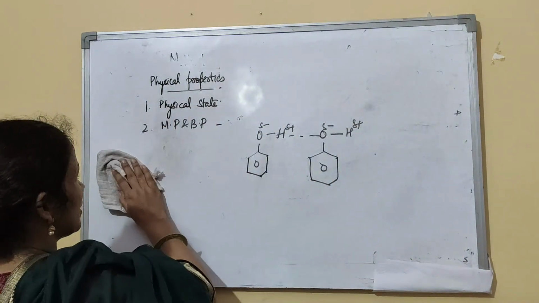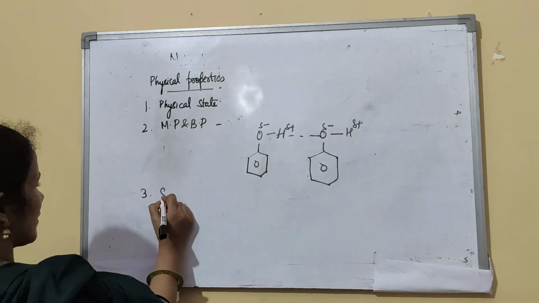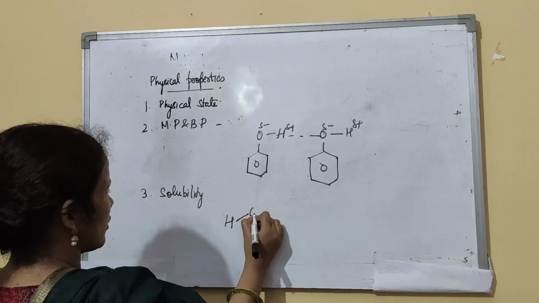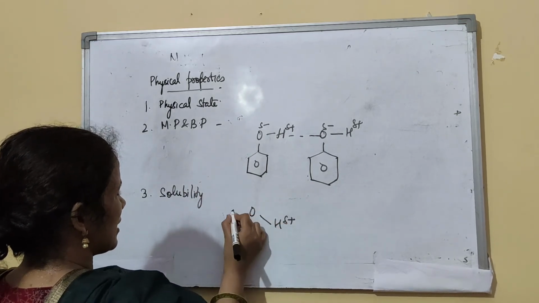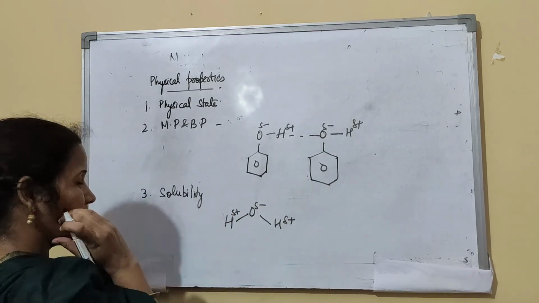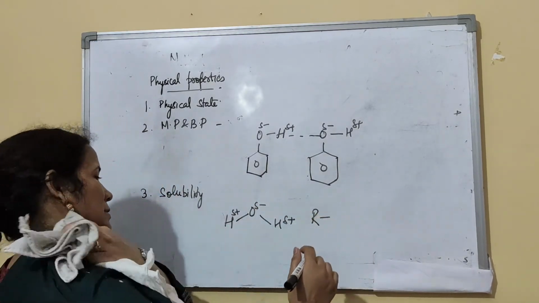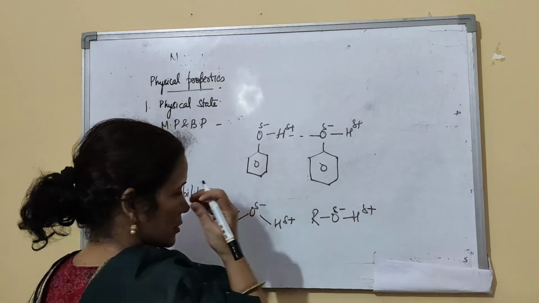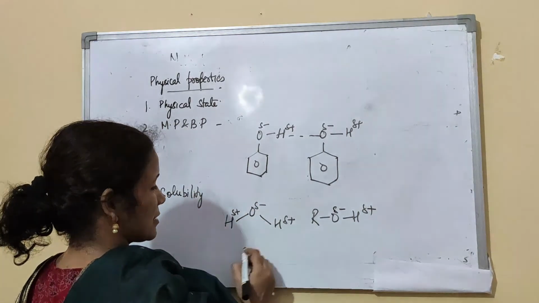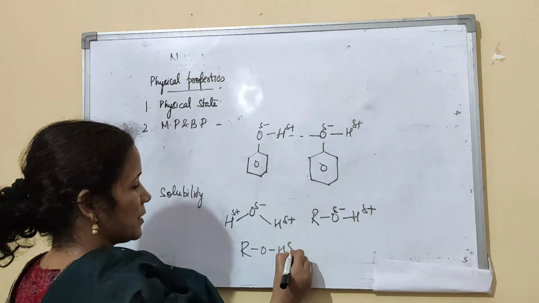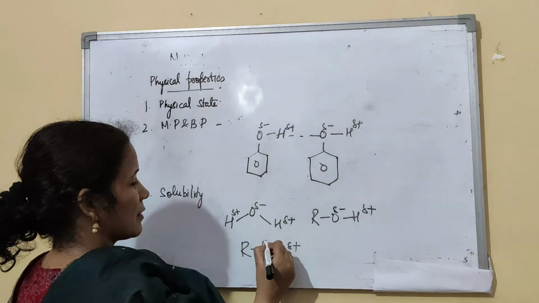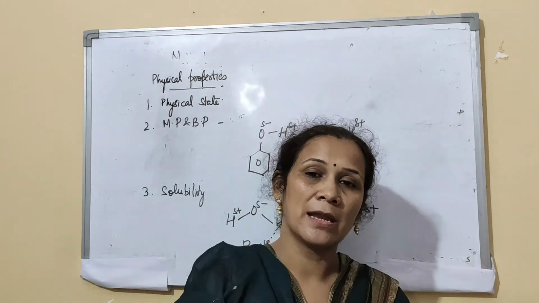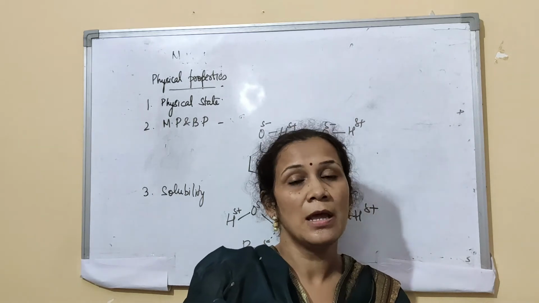Then comes the solubility. Talking of solubility, water has very strong hydrogen bonds, delta plus, delta plus, delta negative. Water is polar, and if you see, alcohol also is like that. Alcohol is delta negative, delta positive. So what will happen? I'll make an alcohol here. This H plus will get attracted to this hydrogen bonding. So due to hydrogen bonding, an alcohol molecule is very much soluble in water.